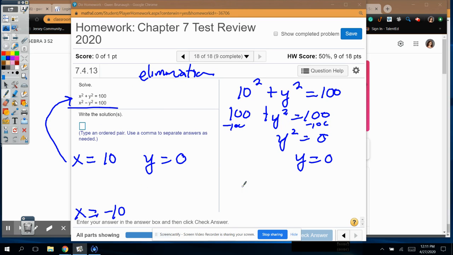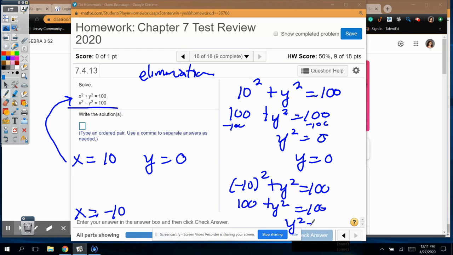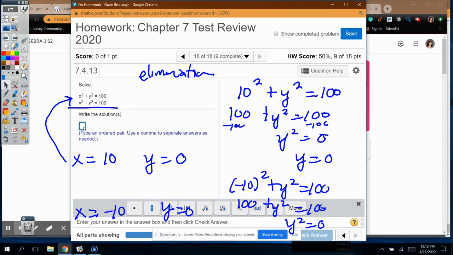Okay, same thing's going to happen when you plug in the negative 10 squared. We're going to get 0 again. So y is 0 on that one. So there's just two answers on this one, 10, 0 and negative 10, 0.